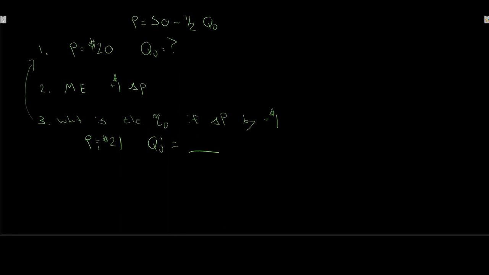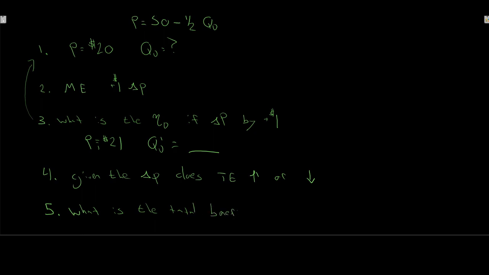Based off of this, we could finalize and say, okay, given the change in price, does total expenditure increase or decrease? And then finally, to wrap it up, bring it all together, 5, what is the total benefit received when price is $20? We could say finally 6, graph.